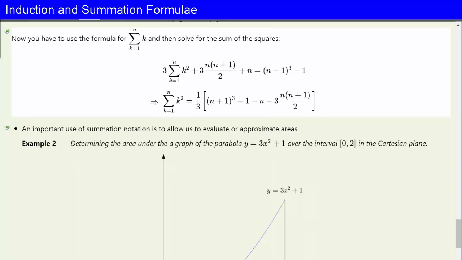It will be 1/3, and then a big mess: (n plus 1) cubed minus 1 minus n, minus 3 times the fraction n times (n plus 1) over 2. And when you somewhat painfully clean this up, you have your formula.